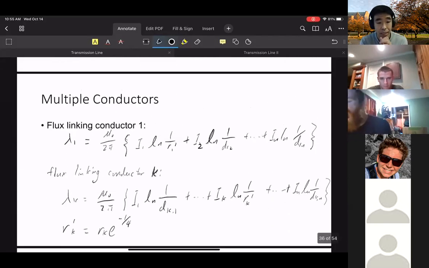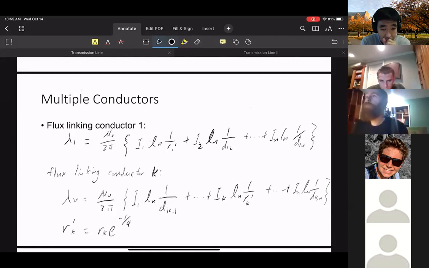For lambda one, it's mu naught over 2 pi times, and the other thing inside is I1 natural log of 1 over R1 prime. R1 prime, yes. R1 prime is just R1 times e to the minus quarter. Yes.